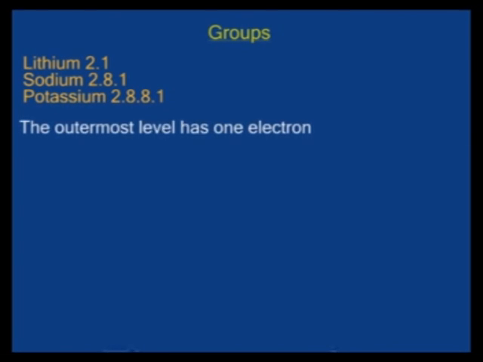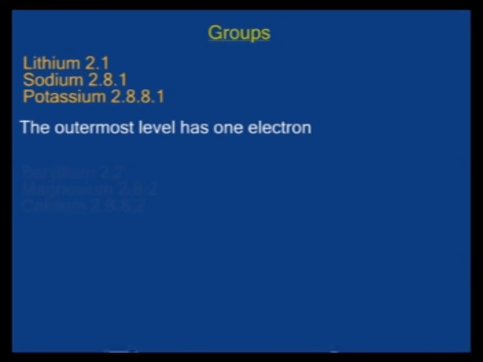Let's now turn to groups. Now consider the electron configuration of these elements. Lithium 2,1, sodium 2,8,1, potassium 2,8,8,1. So just what is so common amongst all these three atoms? You realize that the outermost energy level has one electron in all the elements.